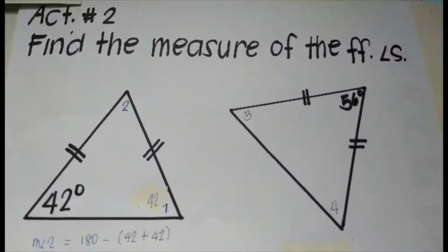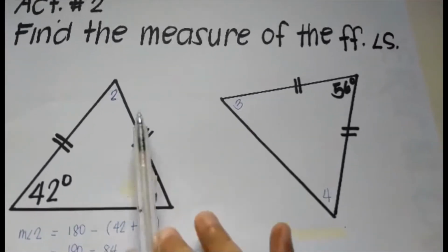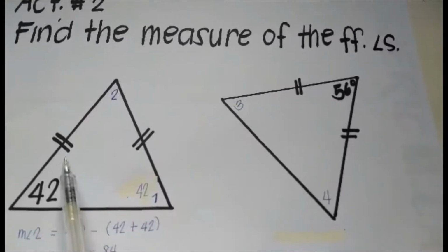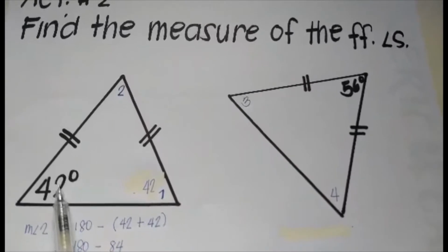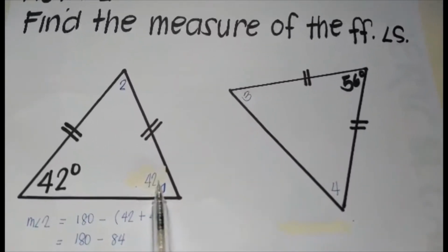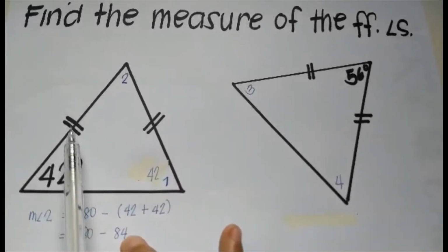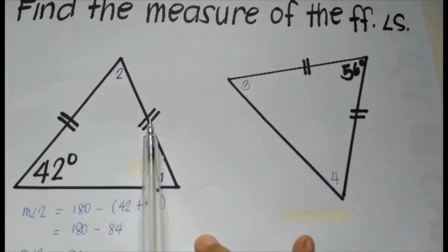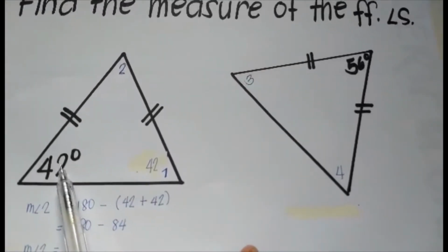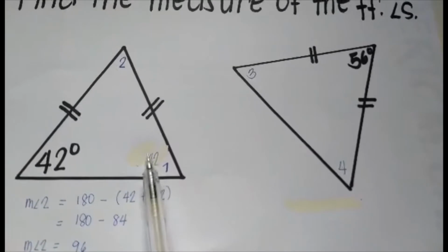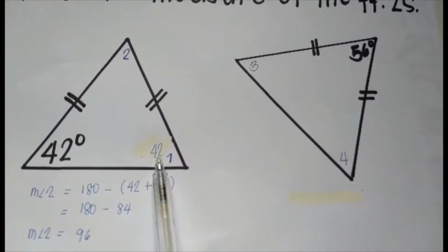Activity number 2. Find the measure of the following angles. Now, in a triangle, you have to remember that if two sides are congruent, the angles opposite these two sides are also congruent. So let's try this one. You have noticed here that these two sides are congruent based on the markings. Opposite this side is 42 degrees. Therefore, the angle opposite this side will also give us a measure of 42 degrees.